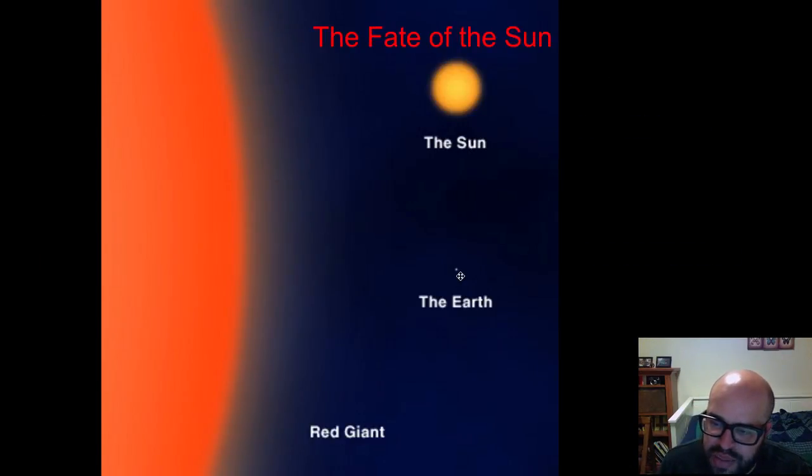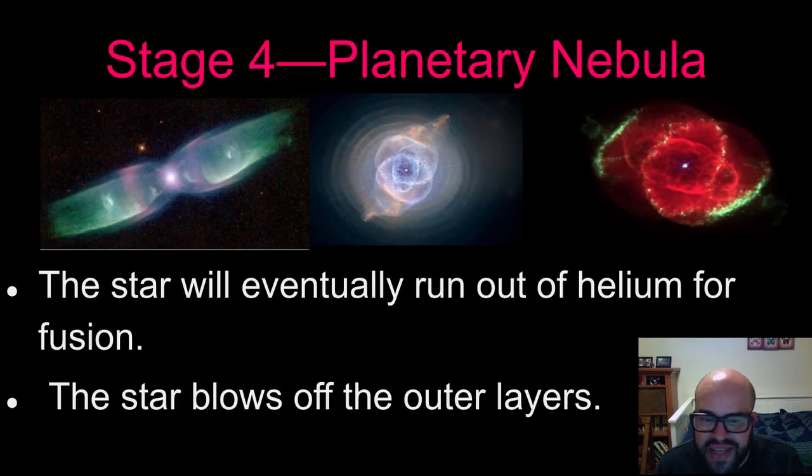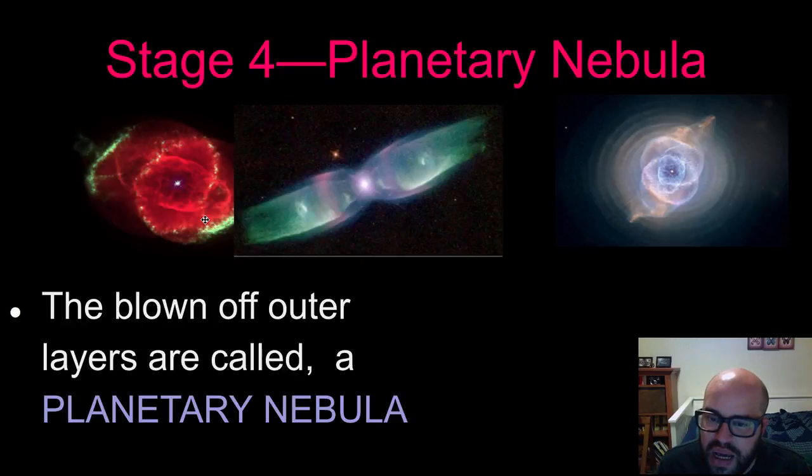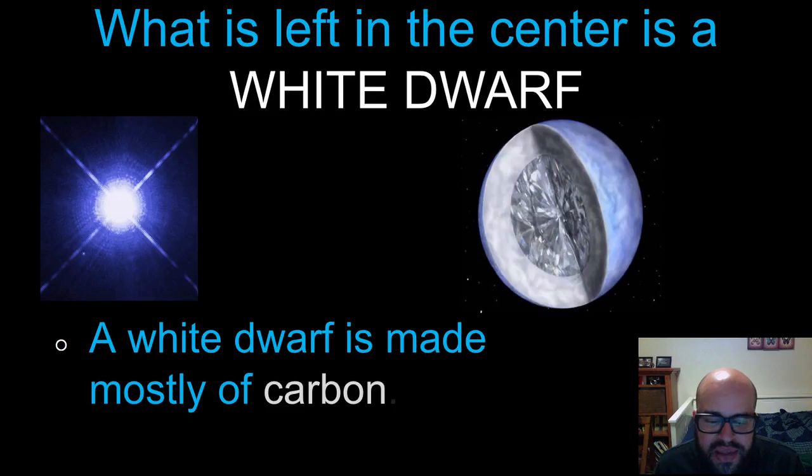Here goes some size perspective. So you have Earth, the sun, and a red giant. Called giant for a reason. The star will eventually run out of helium for fusion, and then the star will blow off the outer layers in these pretty clouds that last for a relatively short time, like thousands of years, called planetary nebula. So here goes some pictures of planetary nebula. And then after the planetary nebula goes away, you're left with just the core.